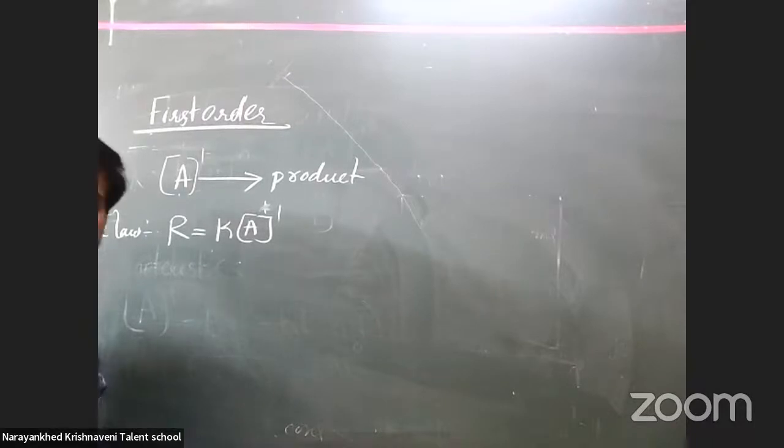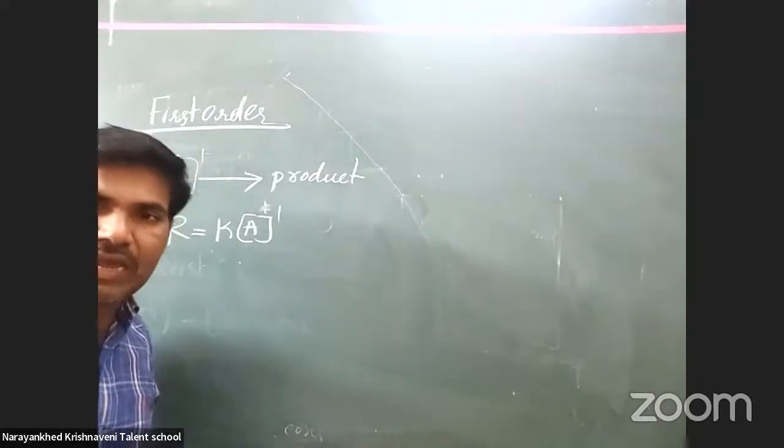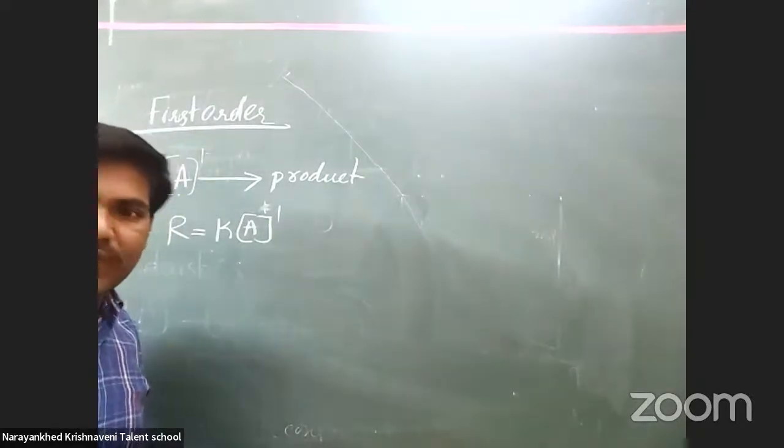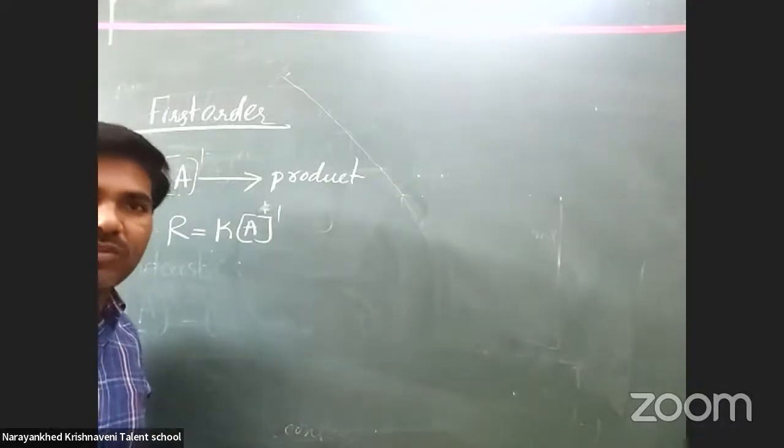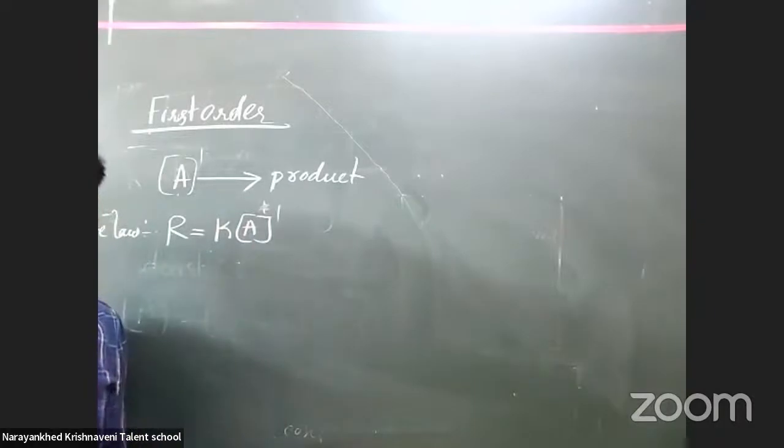Now, the first order reaction. Got it or not? The concentration of a reactant in the rate law is to the power of 1. It is one term only, not two terms, not three terms. It is called a first order reaction. Got it or not?